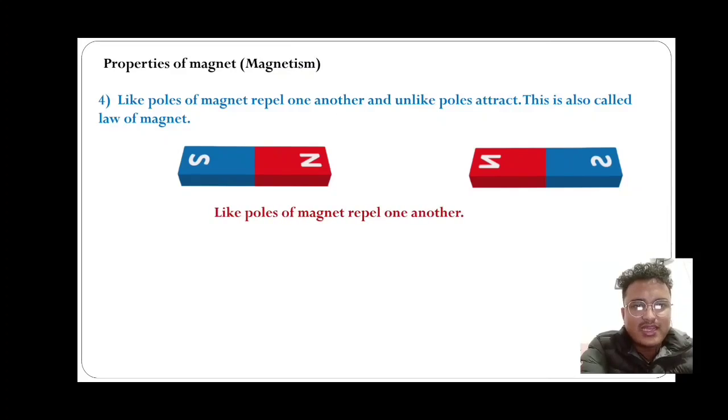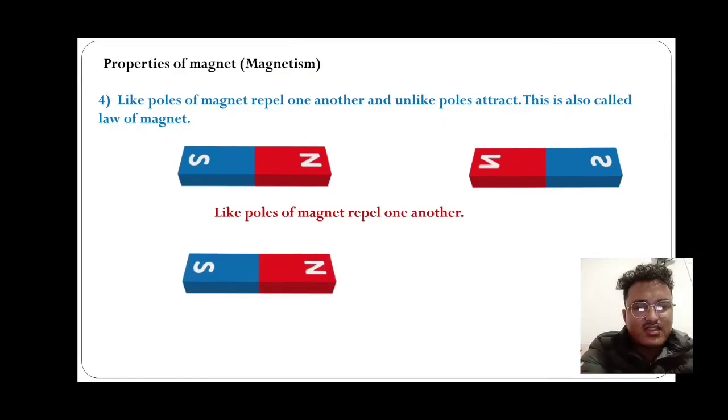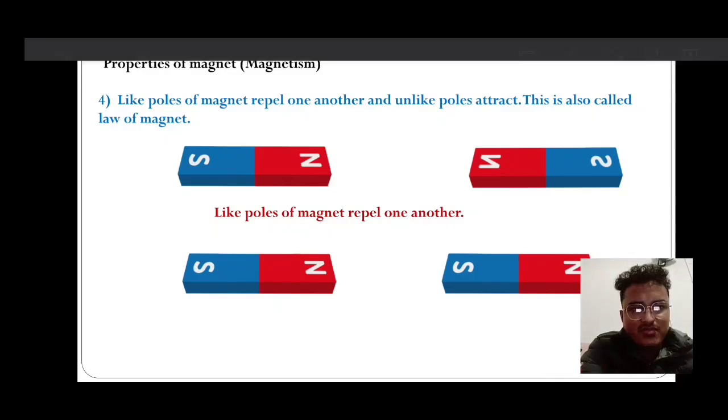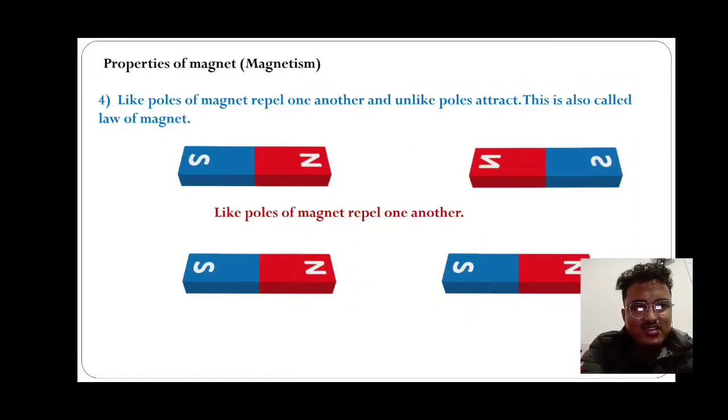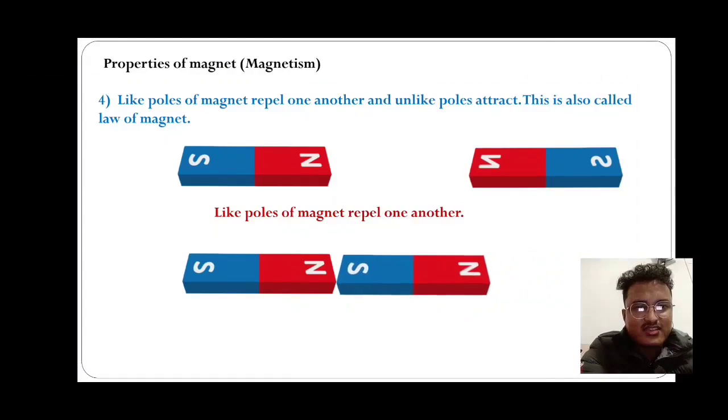Like poles of a magnet repel one another, but if the unlike poles, the opposite poles, are facing each other, here north and south facing each other, in this case the magnets get attracted. So we conclude the property as: like poles of a magnet repel one another and unlike poles attract, which is also called the law of magnet.